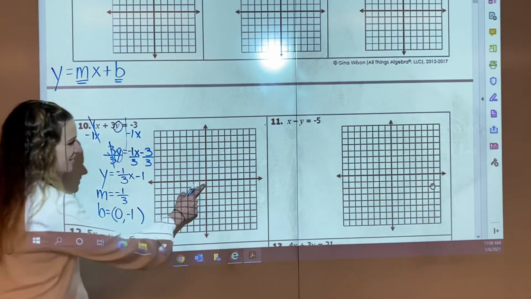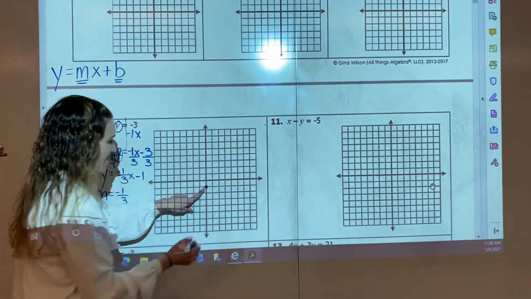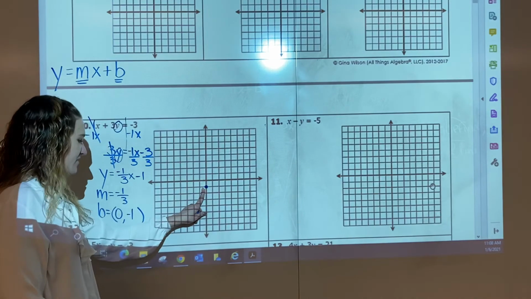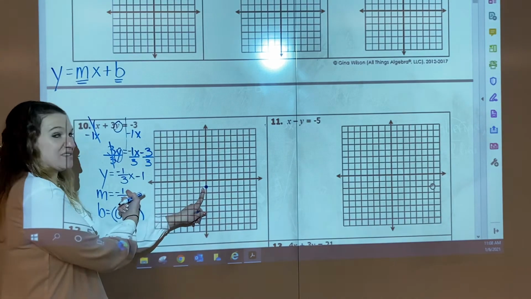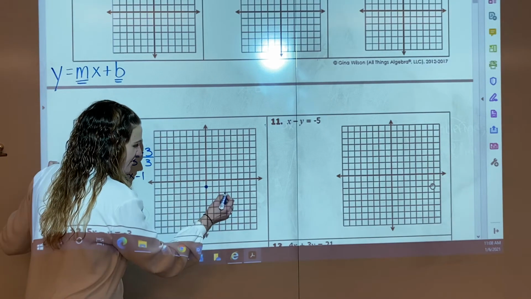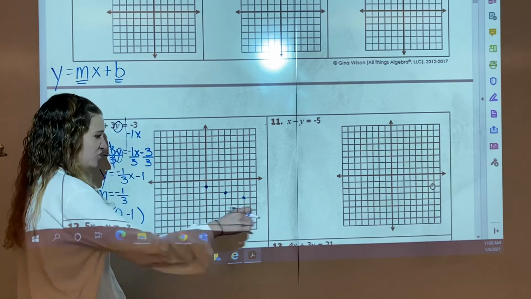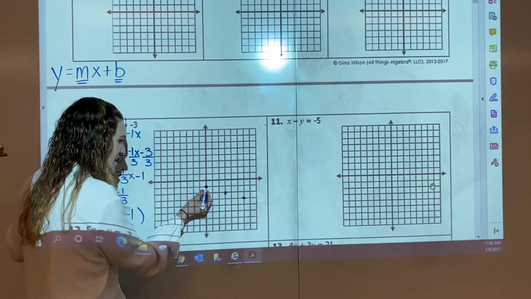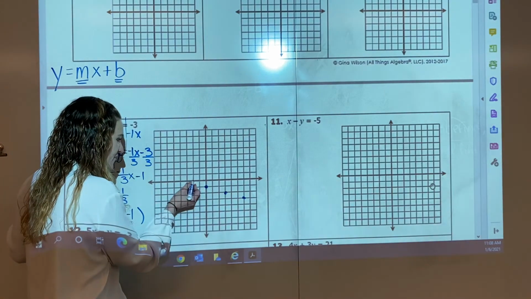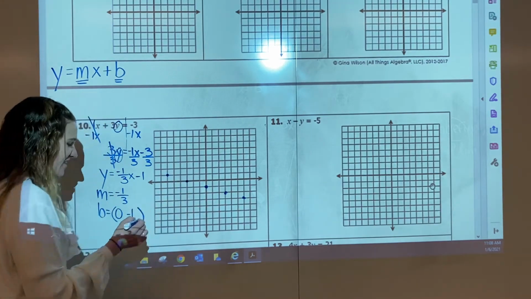So I know I'm going to need to start there first. From the origin, I'm going to go down 1. That's my y-intercept, (0, negative 1). Then from there, I'm going to go down 1 to the right 3. Down 1 to the right 3. Can't get too many on that side. I'm going to go the opposite way. I'm going to go up 1 to the left 3. Up 1. That's all I'll get on there.